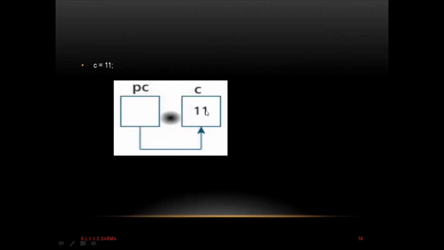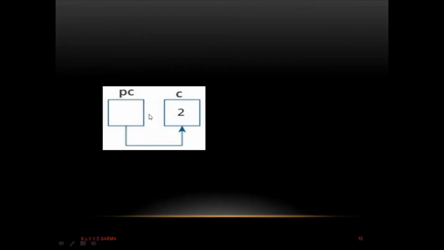Suppose we give C equal to 11. Now here the C value will change. By using asterisk PC, we are going to get the value as 11. So this assigns 11 to variable C. Now I am going to give asterisk PC equal to 2. That means 2 will be assigned to asterisk PC.